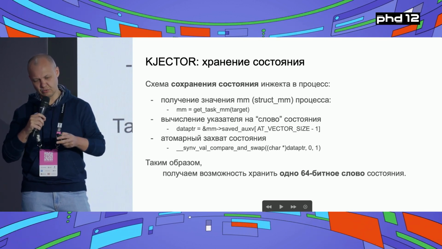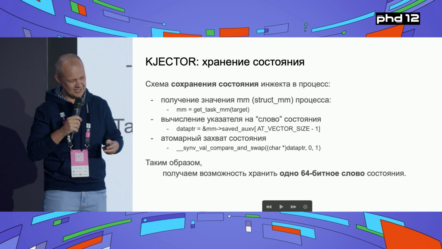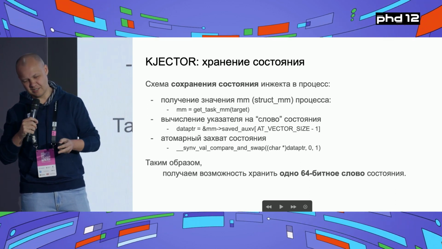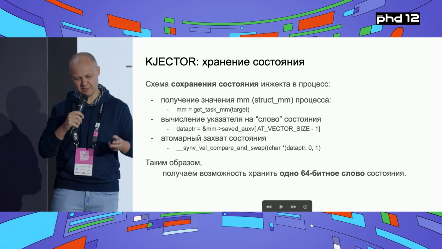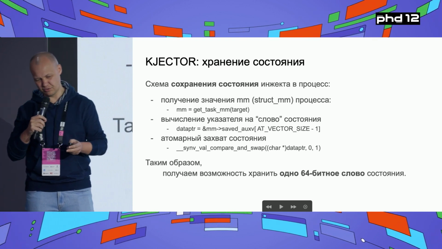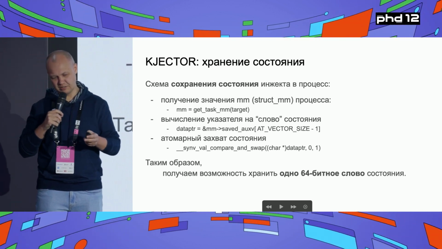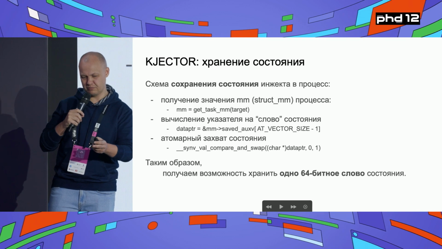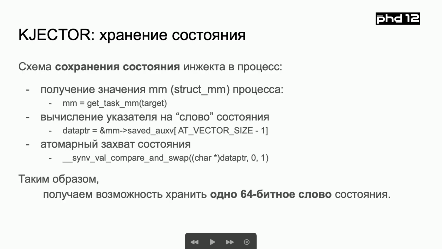We have task struct. From task struct we get this pointer to MM, this virtual address space. Then we do a bit of math with pointers, and we get the address of this last element where we can save our data.